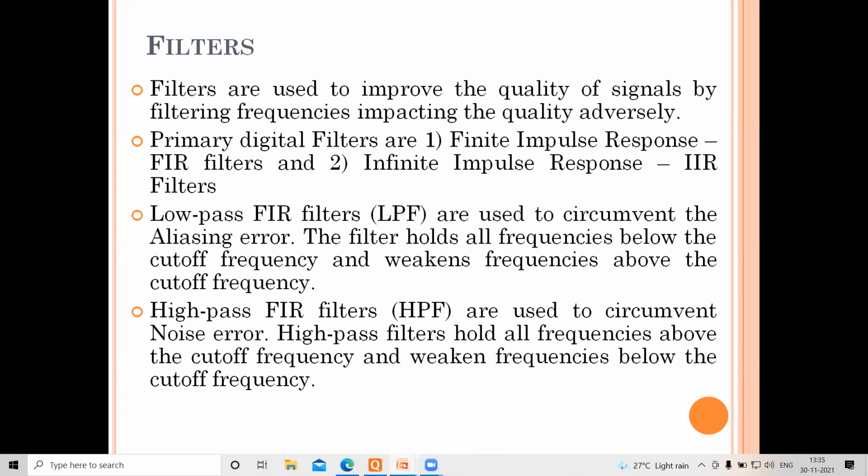The next one is your filters. Probably you'll all be studying your FIR filter and IIR filter. You'll be studying the Butterworth filter and Chebyshev filter. Then all these filters, in terms of low pass filters, high pass filters, band pass filters, and band rejection filters, depending on the usage.